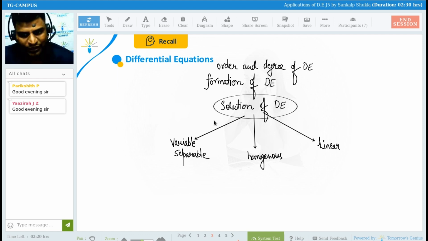Vishwanath, Yazira and Pawan, do you know what is a linear differential equation and how do you solve it? You can tell me very honestly, because if you don't know, then we have to first discuss that thing. No sir, no sir, no sir.